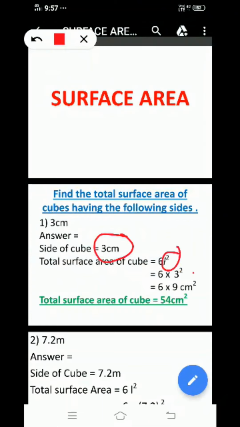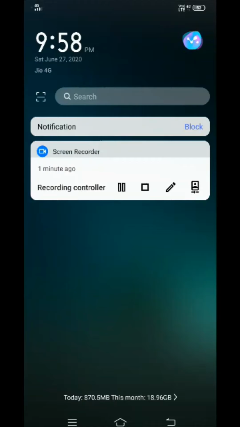Now, 3 square. First you have to do the square. 3 square is 9. Then 6 nines are 54 centimeter square. Okay, this is regarding the total surface area of a cube. Now I am going to explain the next sum.